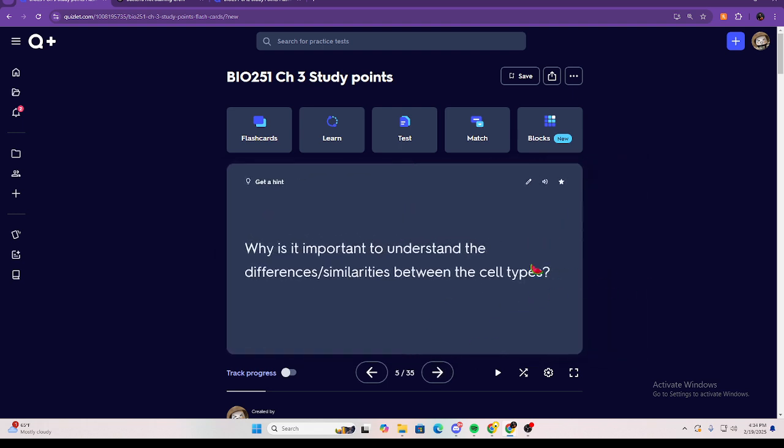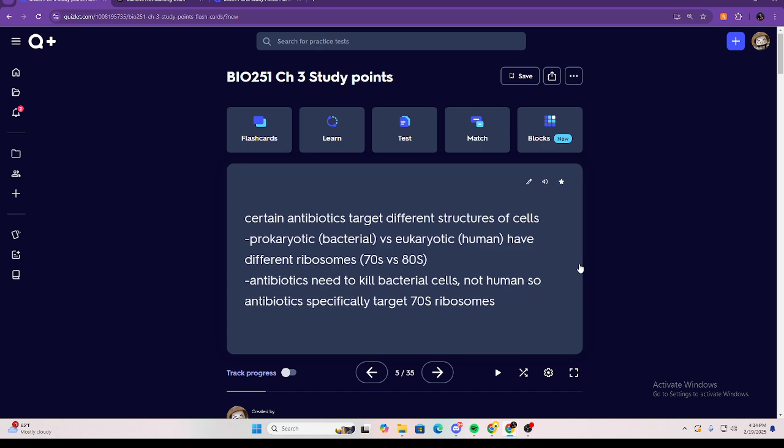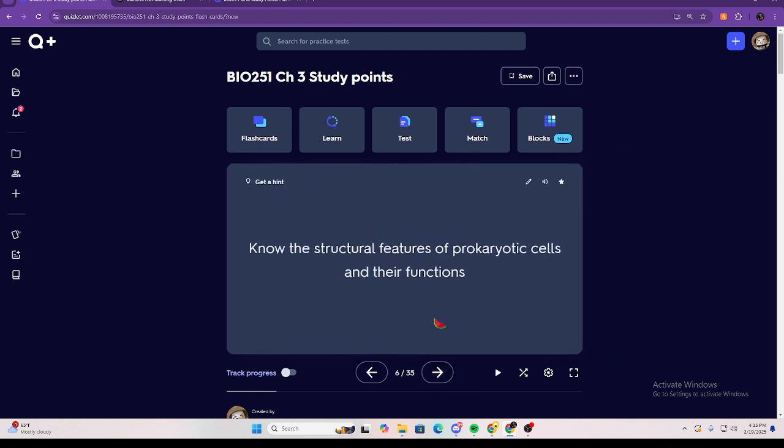And why is it important to understand the differences and similarities between the types? So certain antibiotics target different structures of bacteria cells, right? So since prokaryotic cells have that 70S ribosome, basically the antibiotics target that 70S ribosome instead of the 80S that are in eukaryotic human cells, right? So new antibiotics need to kill the bacteria cells, not the human cells. So that's why that is important to know.